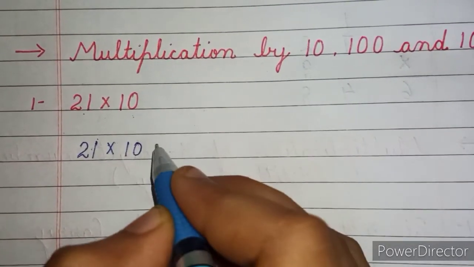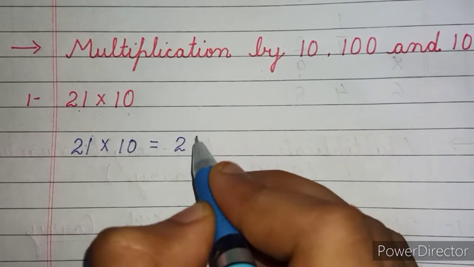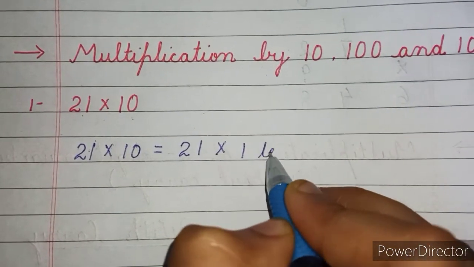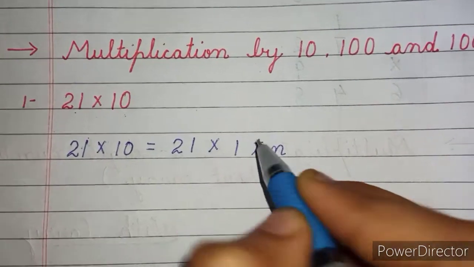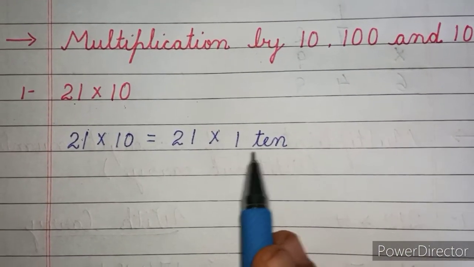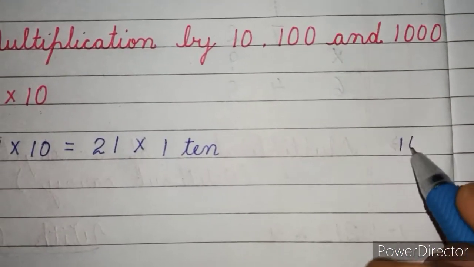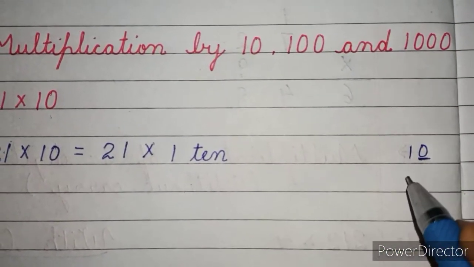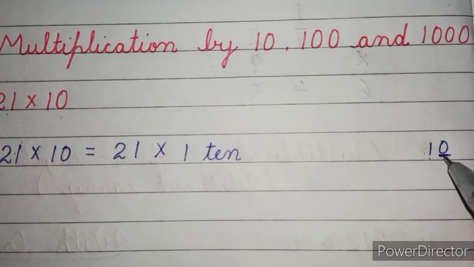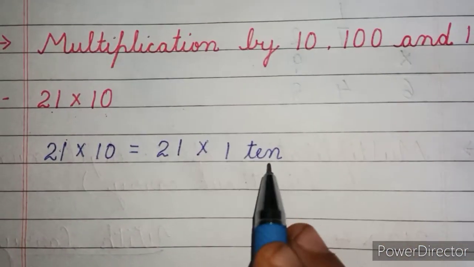is equal to 21 multiplied by one ten. Children, now you must be thinking, why did I write one ten here? So children, how many zeros are there in 10? One. Because one zero is put with 1. So it is called one ten.